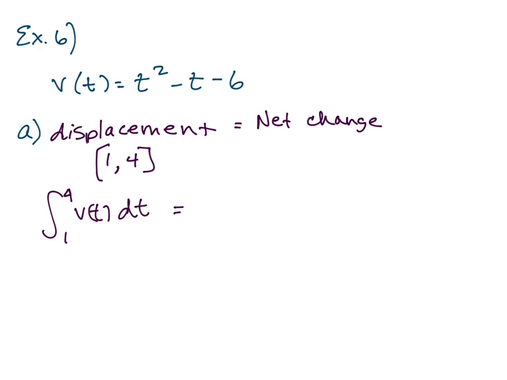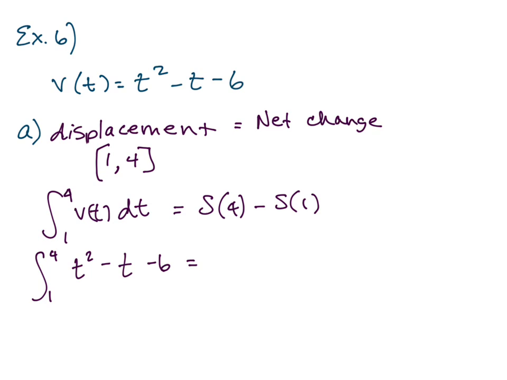That's going to help us find the displacement at 4 minus the displacement at 1, and we'll know the difference. Everybody kind of seeing what we're doing here? So let's plug in that velocity function. We got t squared minus t minus 6.